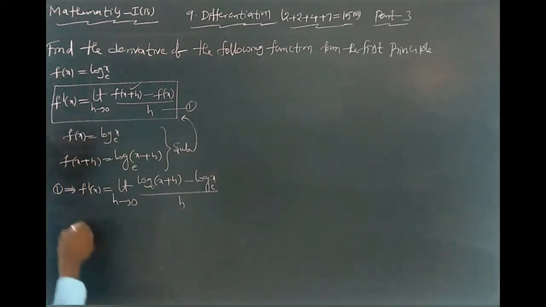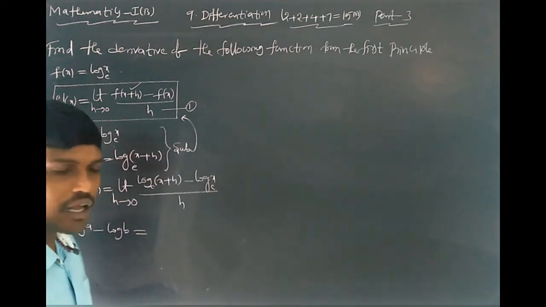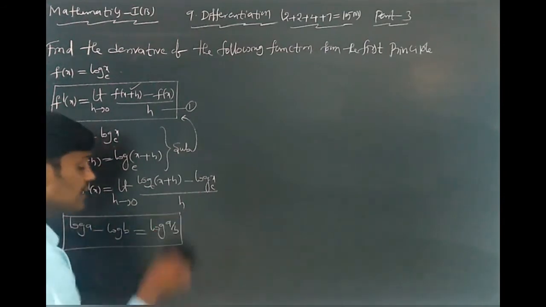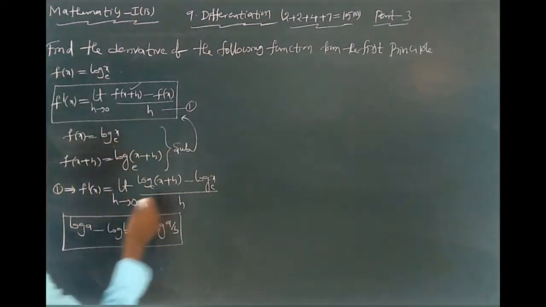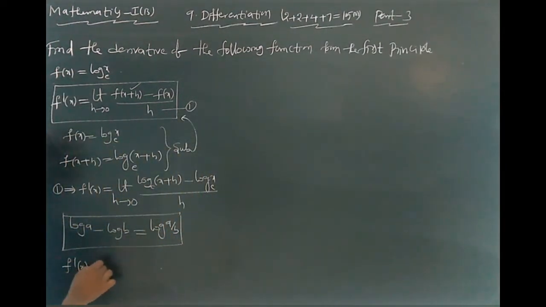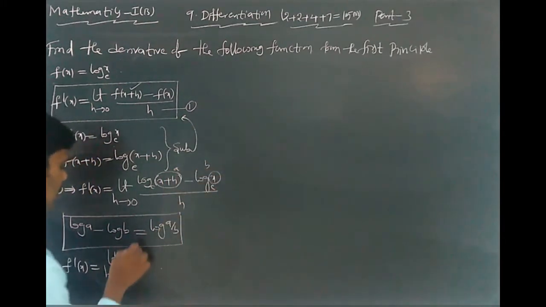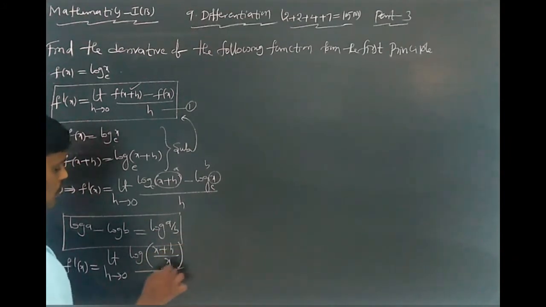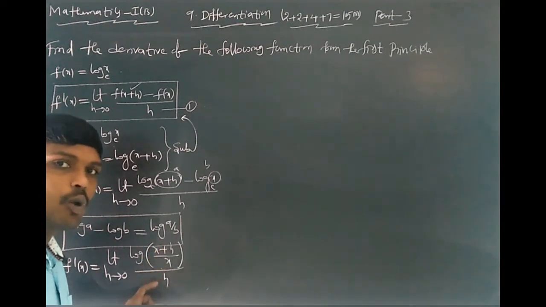You know that log a minus log b. What is the formula of log a minus log b? The formula of log a minus log b is log of a by b. You can write f'(x) = limit h tends to 0 of log of ((x+h) by x) whole over h. Understood? Log of a by b, where a value is x+h and b is x, whole over h.